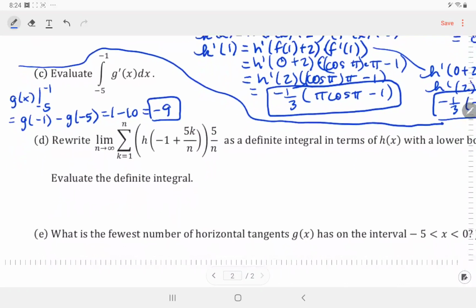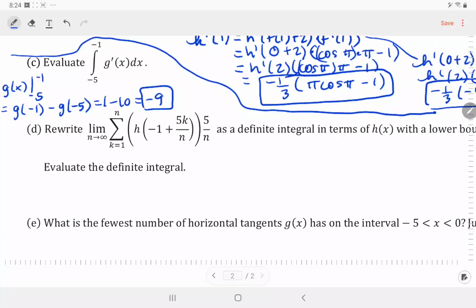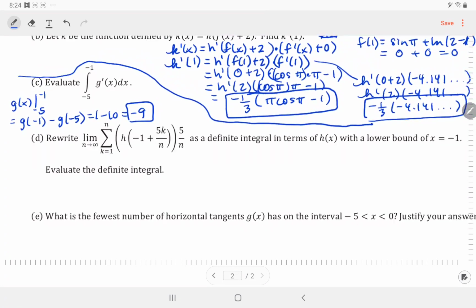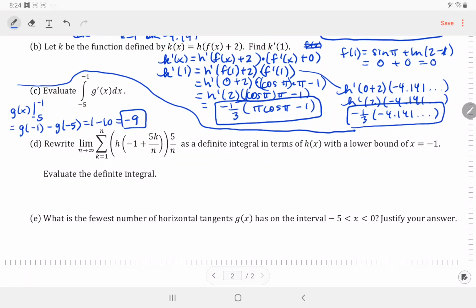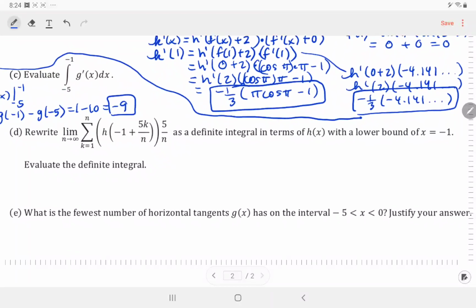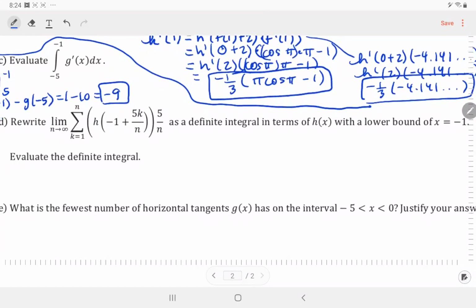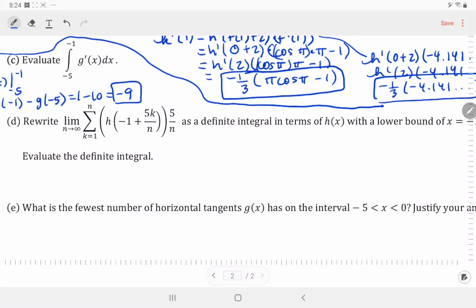B was a little weird. Oh, that's an infinite Riemann sum. Okay, I'm going to go to E. Infinite Riemann sums, most people always miss, so maybe we get it right, but let's wait on that one. What is the fewest number of horizontal tangents G could have?